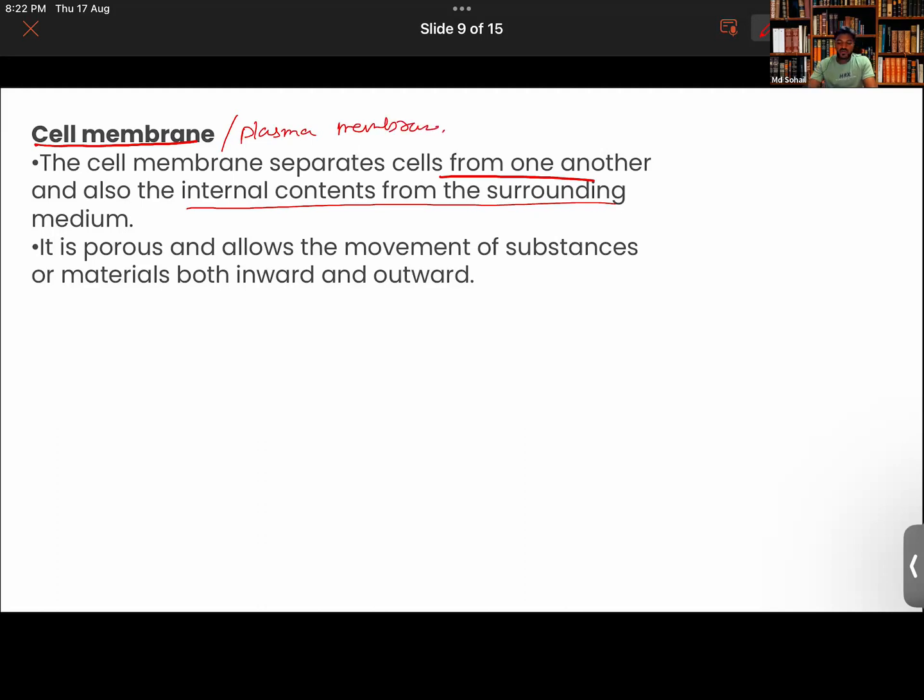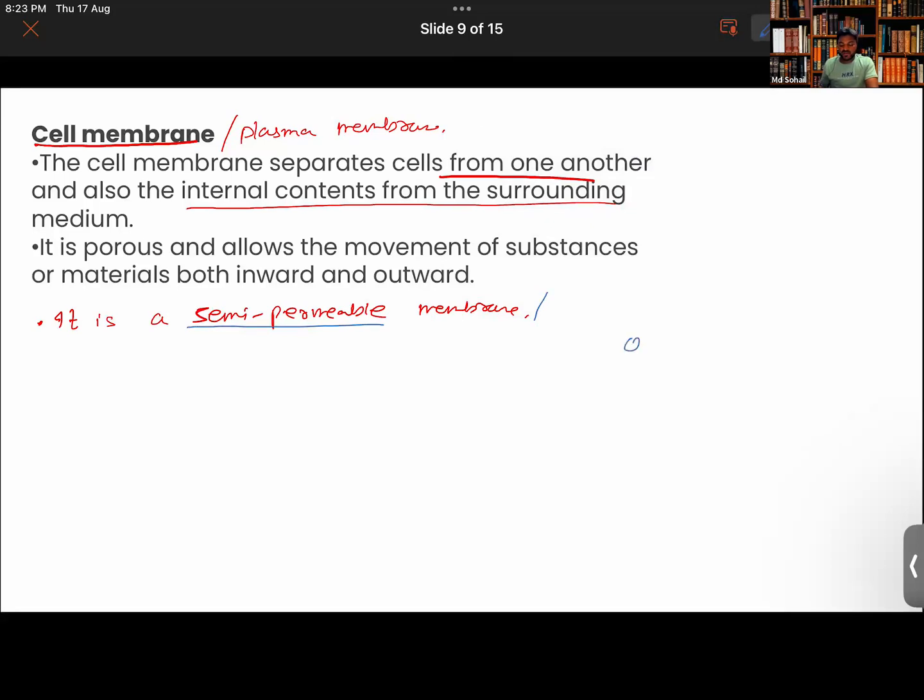Now, talking about its structure, it is actually porous in nature, and it will allow some of the materials to pass through it and stop some of the materials from passing through it. So we can say that it is a semi-permeable membrane, or selectively permeable membrane also, because it will select some of the components.